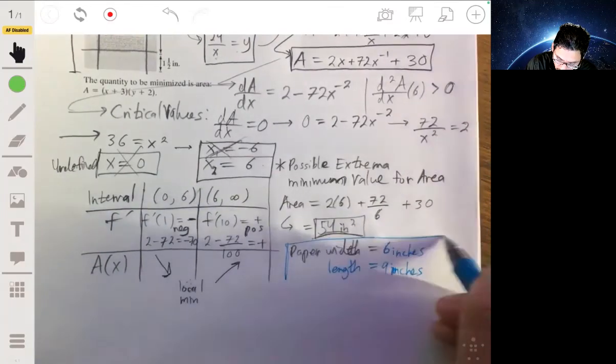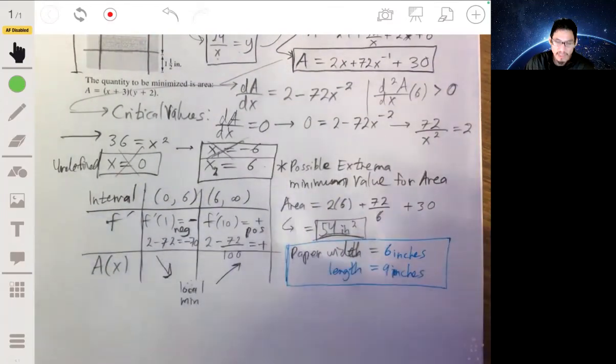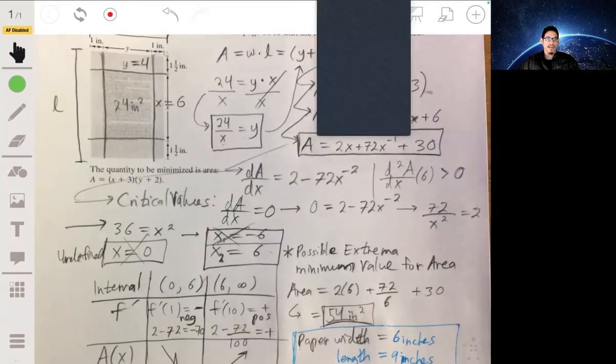Just make sure you finish the problem, especially on a test if that's what it's asking for, because you don't want to lose points just for that. And there you go.